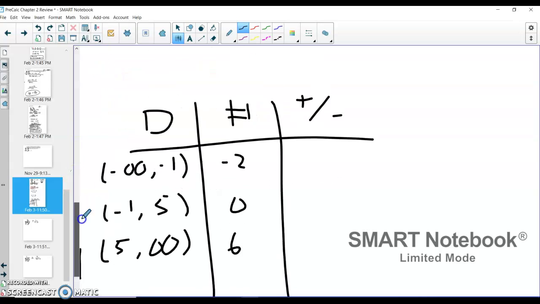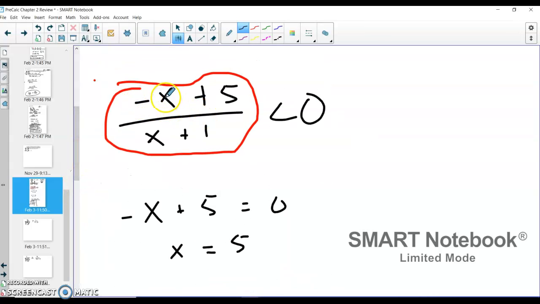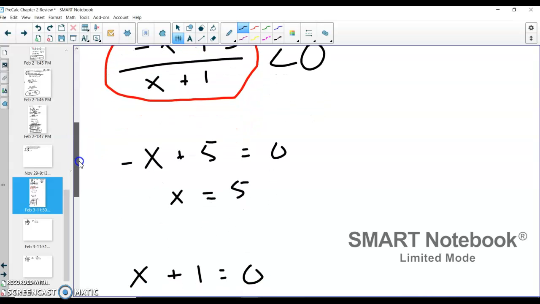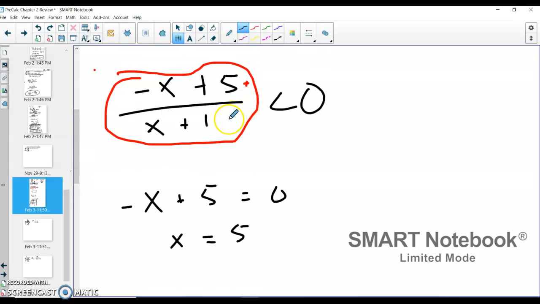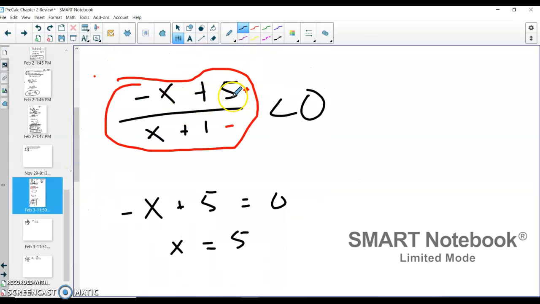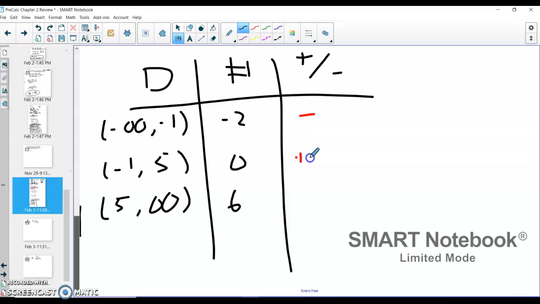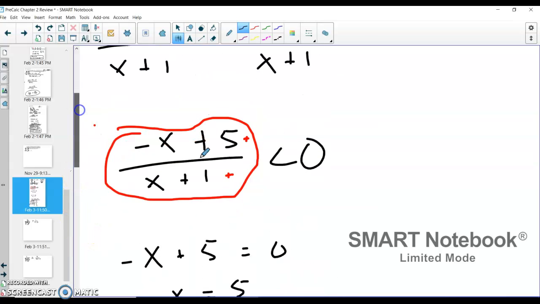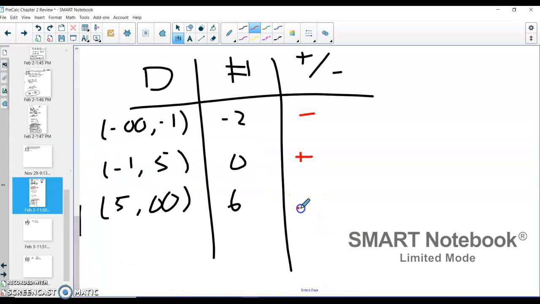I have negative 2 plus, negative 2, so that's a positive 2 plus 5, so that's a positive. And then I have negative 2 plus 1, that's going to be a negative. So a positive divided by a negative is a negative. Now plugging in 0, I get 0 plus 5, that's positive. 0 plus 1, that's positive. A positive divided by a positive is a positive. And then lastly, 6, I get negative 6 plus 5, that's a negative. And then I have 6 plus 1, that's a positive. A negative divided by a positive is a negative.